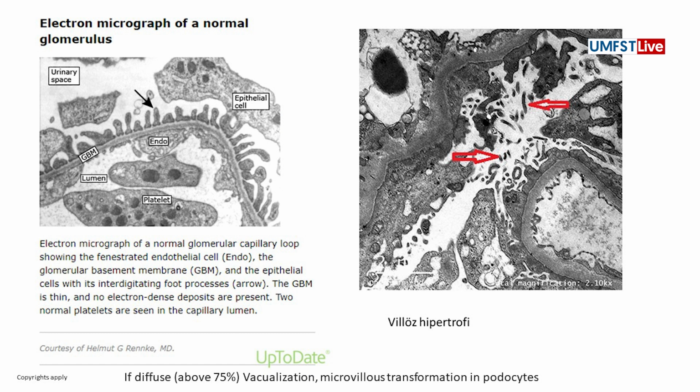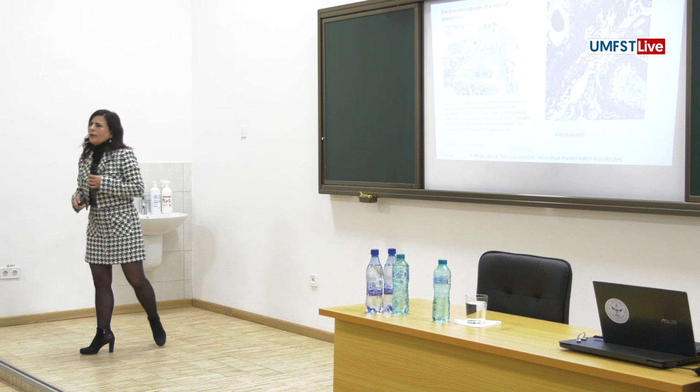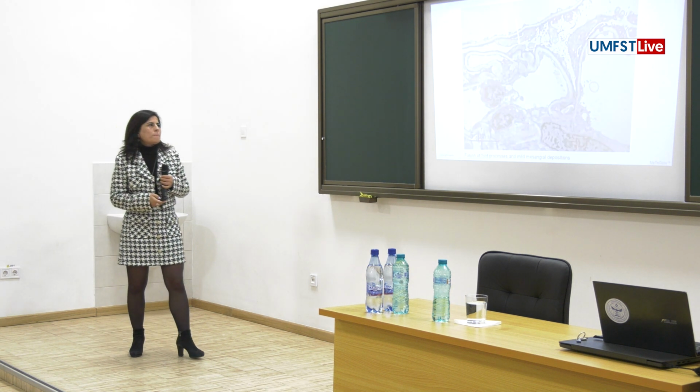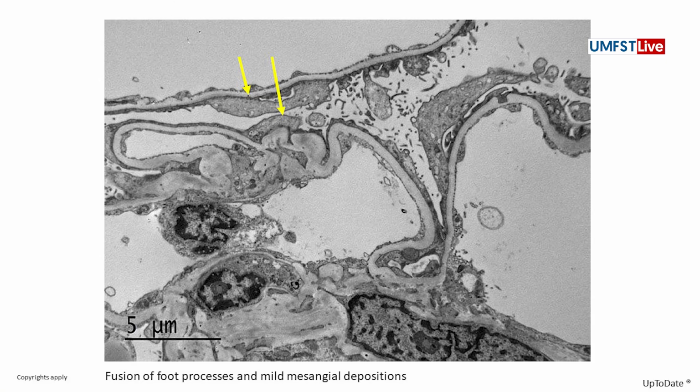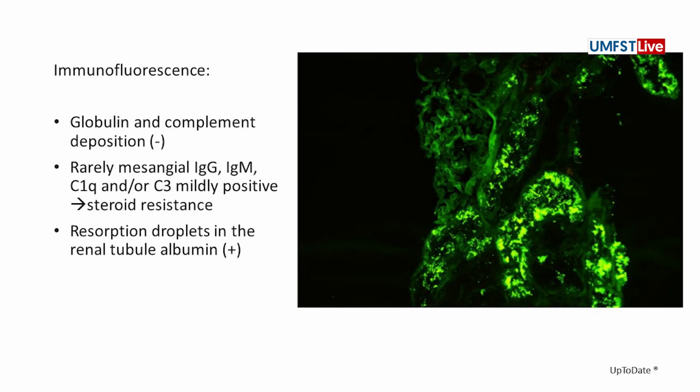I would like to compare with the normal one. You see the fusions of the podocytes, epithelial cells, and microvillous change here. It's called villous hypertrophy for the minimal change cases. And this is the fusion and effacement of the pedicels here. In immunofluorescence, usually it is negative, but somehow we found out that IgA, IgM, C1q, and C3 mildly positive are steroid-resistant ones also.